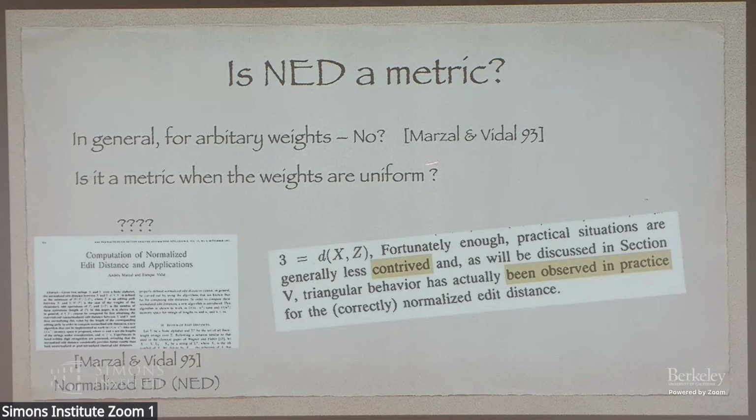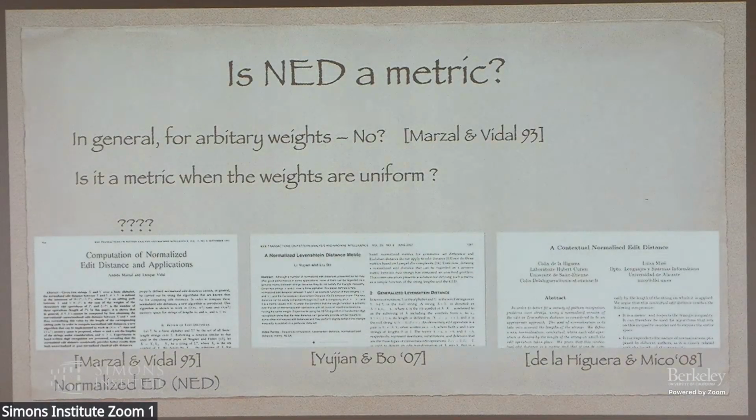After they showed that for arbitrary weights this is not the case, they say, okay, fortunately enough, practical situations are generally less contrived, and as will be discussed in section 5, triangular behavior has actually been observed in practice for the correctly normalized edit distance. So I guess a lot of communities working with edit distance are happy with this empirical evidence. I'm a formal methods person, so I'm less happy. I need some proof.